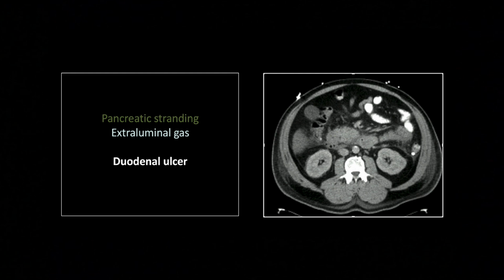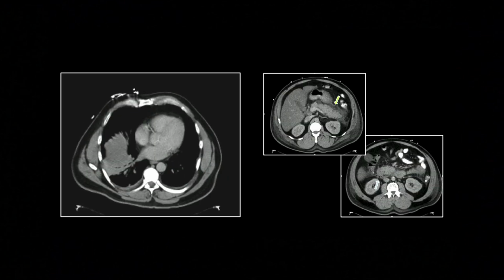Obviously, that gastric acid that has yet to be neutralized will bathe the pancreas if you have a perforation there in, say, the second portion of the duodenum. And so we've got the extraluminal gas right there, clearly extraluminal, but immediately adjacent to the second portion of the duodenum.